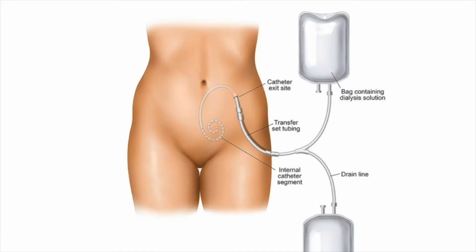Before this type of dialysis, a surgical procedure will be used to implant a soft catheter into the abdomen, near the belly button. This will create a port through which the dialysate will enter and leave the abdomen. Each peritoneal dialysis session is called an exchange.